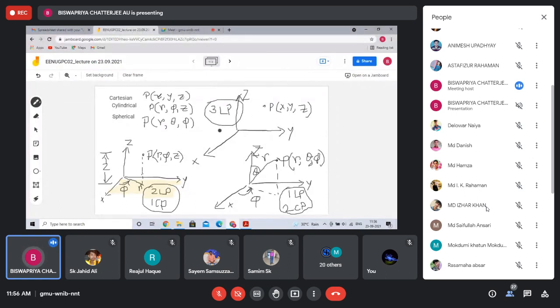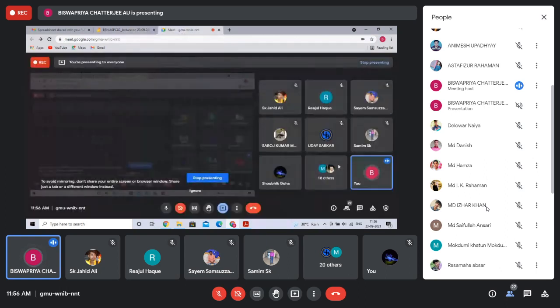What do you mean by orthogonal? Orthogonal means 90 degrees to each other. It is lying at 90 degrees to each other. Okay. Any questions on this?